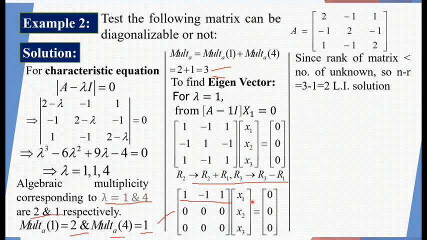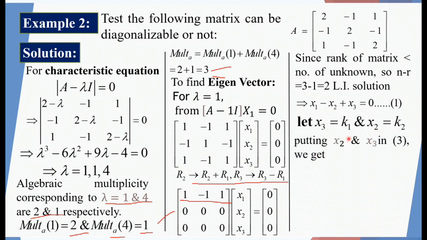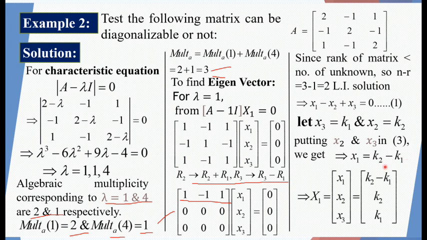The system of homogeneous linear equations is consistent and an infinite number of solutions exists, and the difference is 2, so we can take 2 scalars here. Because we have only one equation, x1 minus x2 plus x3 equals 0. So letting x3 equal k1 and x2 equal k2, and putting in, we get x1 equal to k2 minus k1. So from here, X1 equals (k2 minus k1, k2, k1). See, there are two scalars in this X1, and this vector is for the repeated eigenvalue 1.